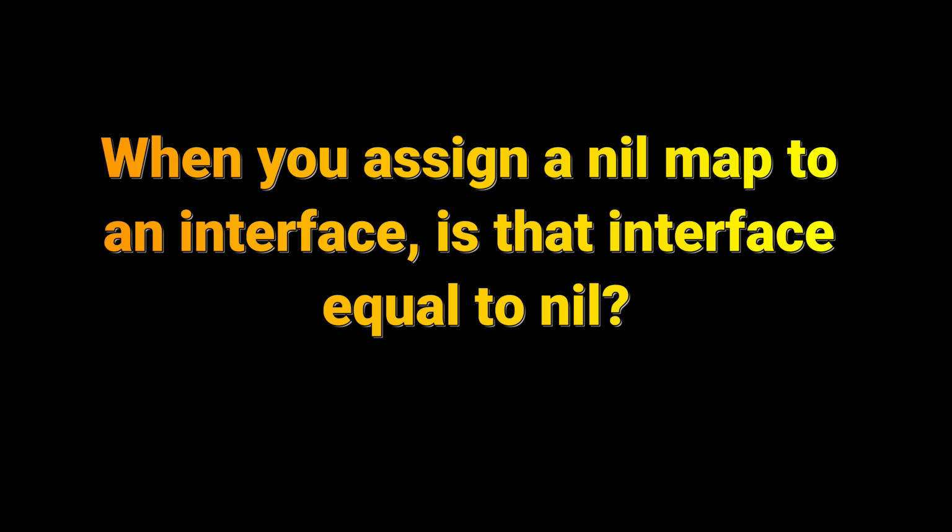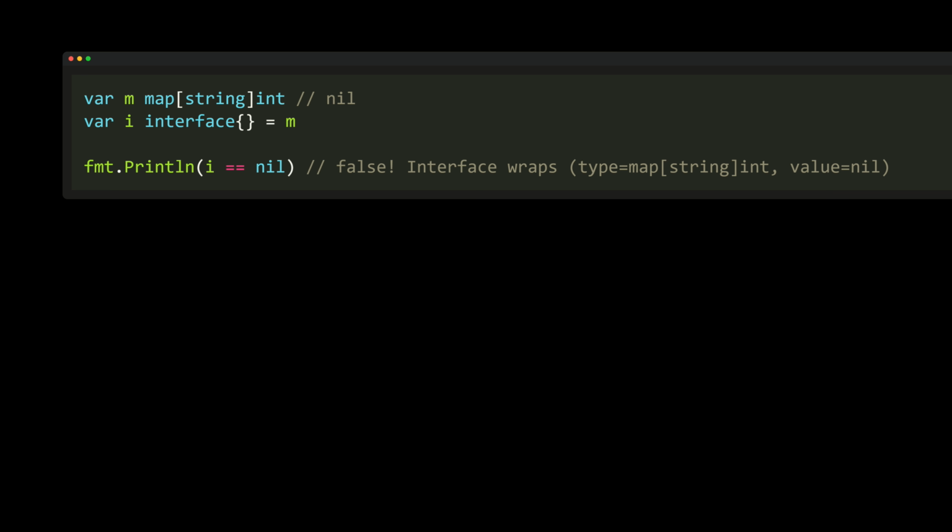Question: when you assign a nil map to an interface, is that interface equal to nil? No, it is not equal to nil. When you assign a nil map to an interface variable, the interface holds a type and a value. Even though the map value is nil, the interface has a type, so it is not considered nil. This is a common trap in Go, not just with maps, but with any nil value assigned to an interface.